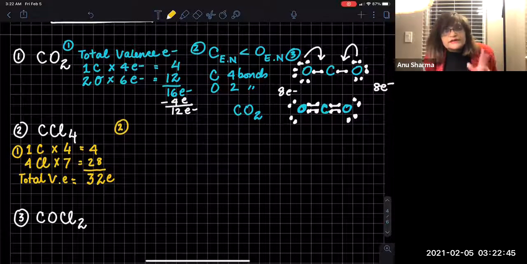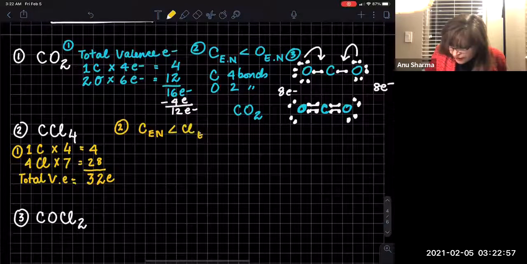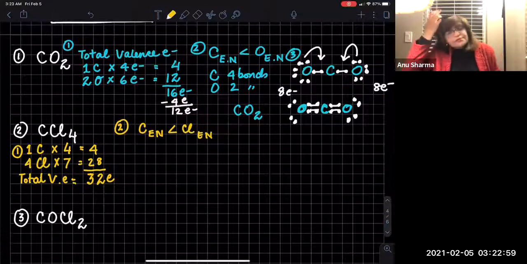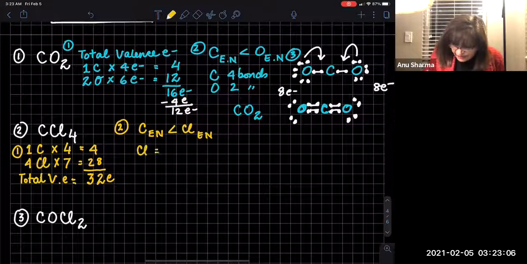Next step is which one is going to be in the center. There are 4 chlorines and 1 carbon. Somebody has to go in the middle. Which one is it going to be? We see that the electronegativity of carbon is less than the electronegativity of chlorine. So because of that, carbon is going to be in the middle. And yes, we understand that chlorine can make 1, 3, 5, and 7 bonds.